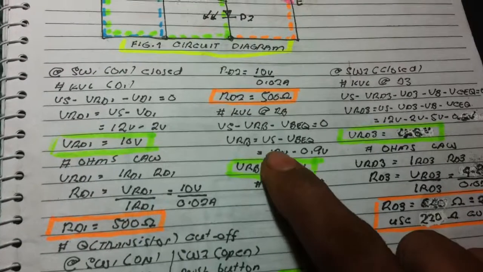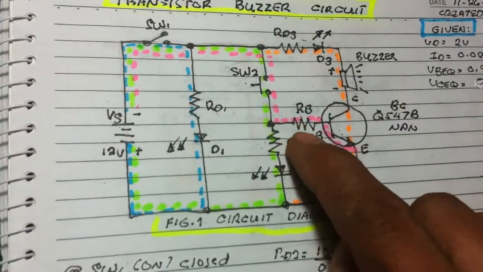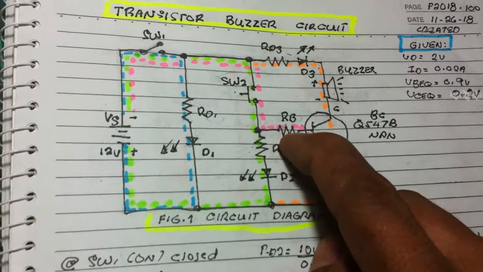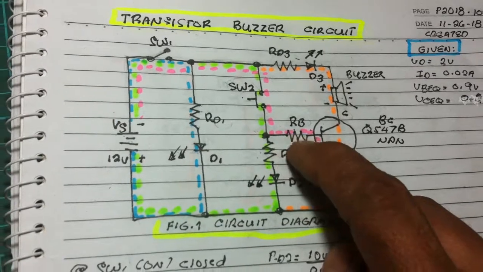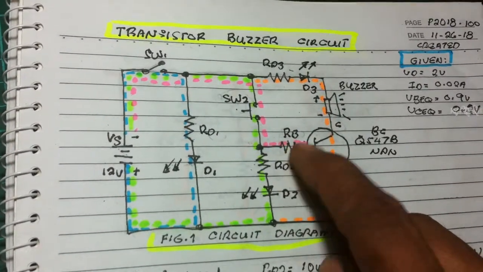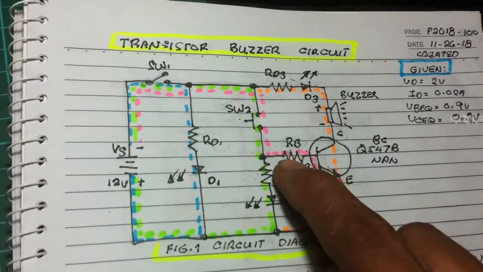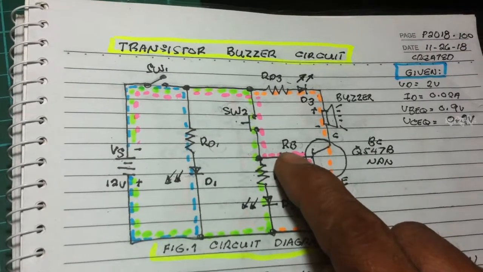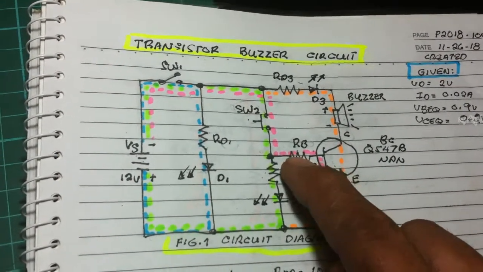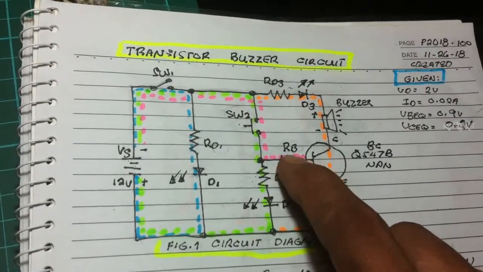So the next one, we are going to use a base resistor for the transistor, to protect the transistor from damage. We have this base resistor. In order to know the value of the resistor at the base, we need to calculate the base current and the voltage drop across the resistor.